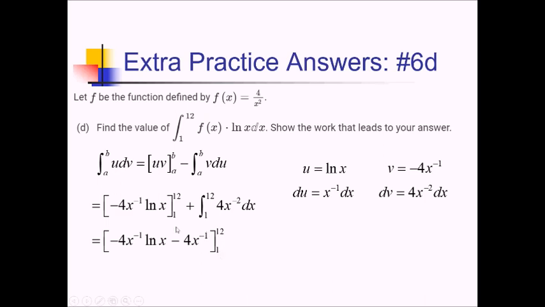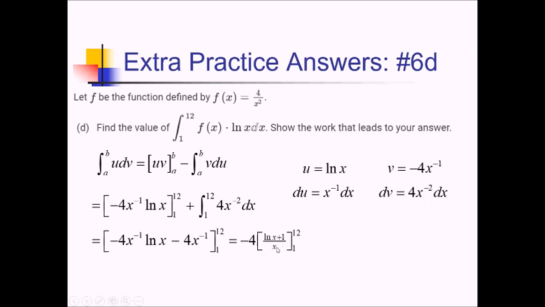I'm about to plug in 1 and 12, but this is kind of a mess the way it is. So to make my life a little easier, I'm going to factor a negative 4 out of all of this stuff. That leaves me with x to the negative 1 ln of x plus x to the negative 1. Now these x to the negative 1s are really 1 over x's, so I've got a common denominator of x, essentially. I can rewrite the stuff inside as ln of x plus 1, all of that over x. That might be a little bit easier to plug stuff into.